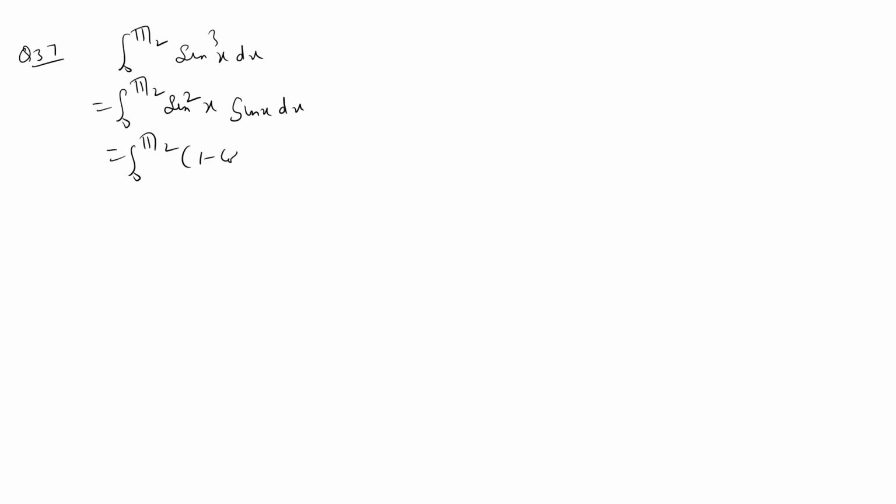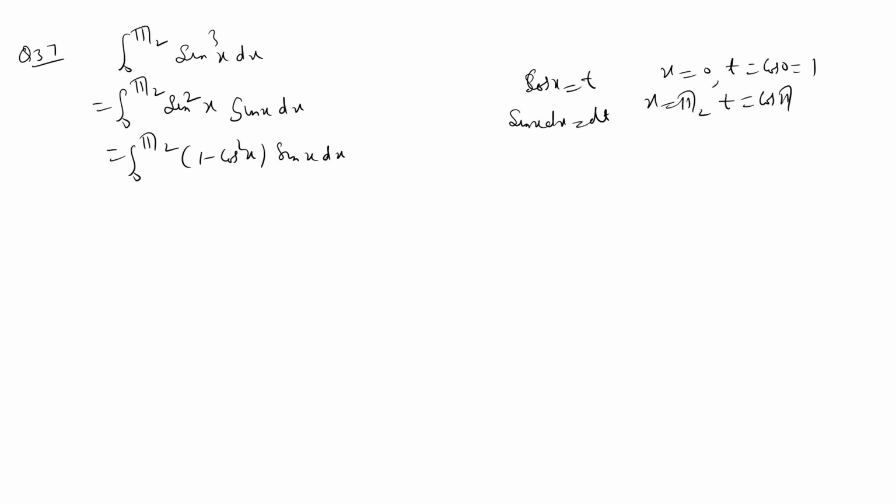Question number 37. I think you will be having an idea about it. 0 to pi by 2, I'm going to deal with sine cube x dx, right? So you know that the derivative is present here, as we have already done, as sine square x and then one sine x is here. So you can write it as 1 minus cos square x, sine x dx. Now I know I should put cos x as t, so that sine x dx is equal to dt. So when x is 0, t is cos 0, which is 1, and when x is pi by 2, t is cos 90, which is 0. So my limit changes from 1 to 0.